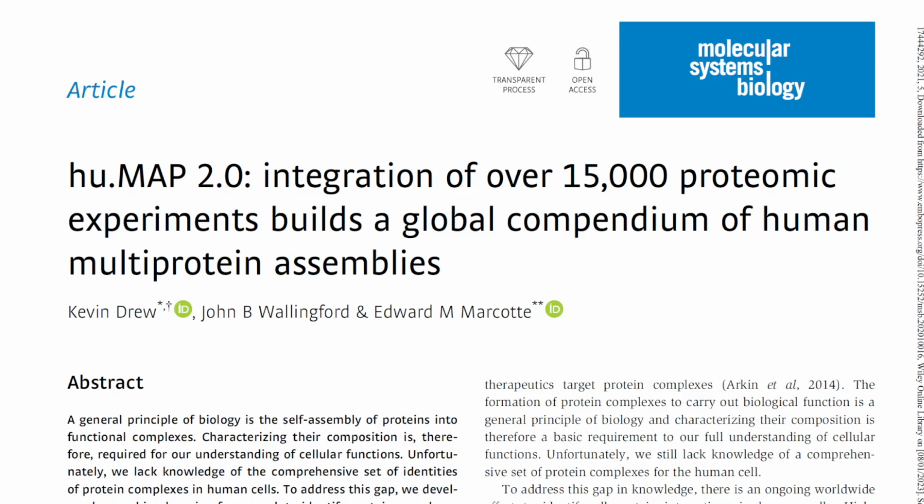Hu.MAP 2.0, integration of over 15,000 proteomic experiments builds a global compendium of human multiprotein assemblies. Kevin Drew, John B Wallingford, and Edward M Marcotte.